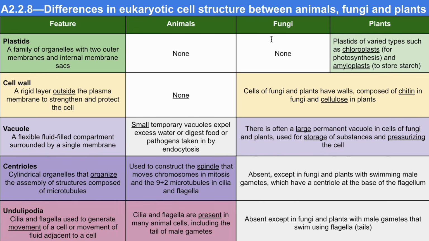You should know, though, a few more things about fungi. Now, fungi are not plants. Mushrooms are not plants. They don't do photosynthesis. Plants do photosynthesis with their chloroplasts. Fungi, however, do have cell walls, but while plant cell walls are composed of cellulose, fungi cell walls are composed of chitin. Animal cells do not have cell walls. Animals may have small temporary vacuoles, but fungi and plants both have large permanent vacuoles. Animal cells will have some centrioles to organize their spindle microtubules, and may also contain cilia and flagella.